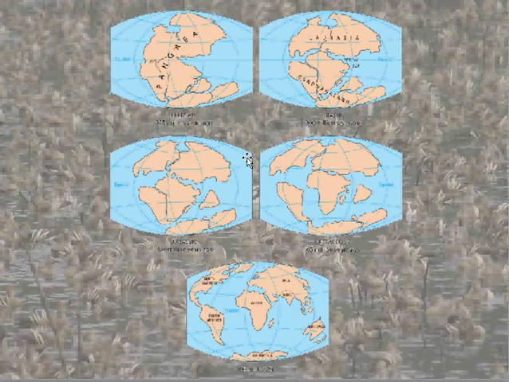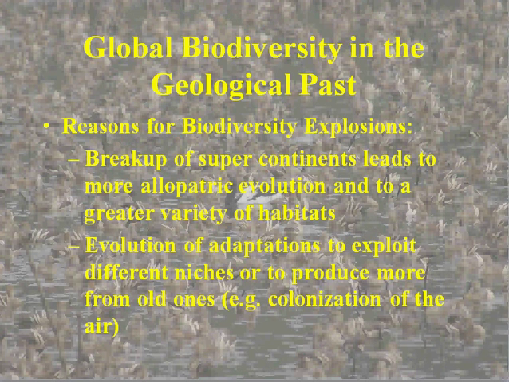And that is the second point that I have down here. Evolution of adaptations to exploit different niches or to produce more from old ones. Okay? Now what I mean by this is that species would suffer from mutations which provided adaptations which allowed them to use a resource which they could not previously use. Okay? Confused? Well, this is what I mean.